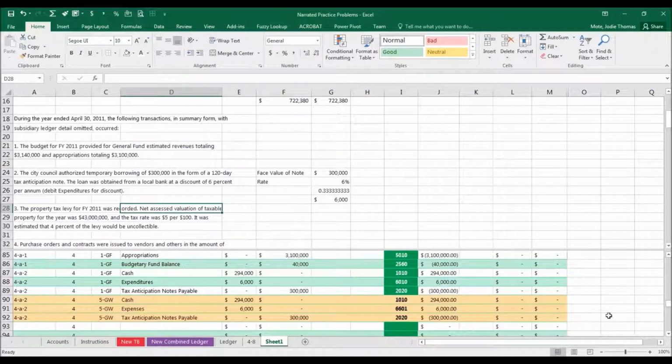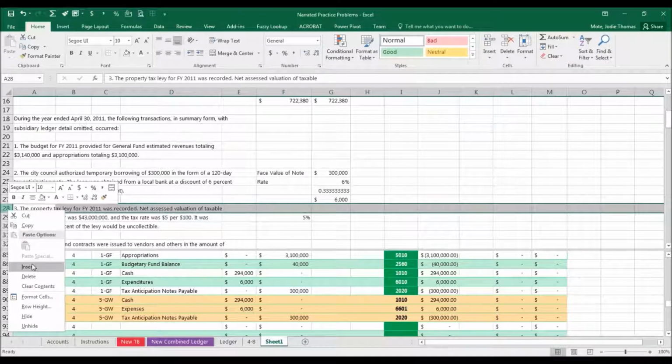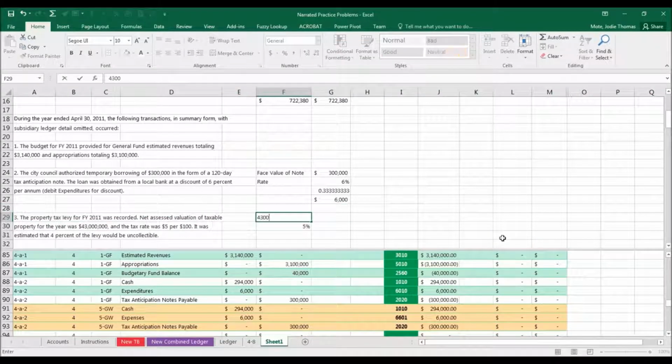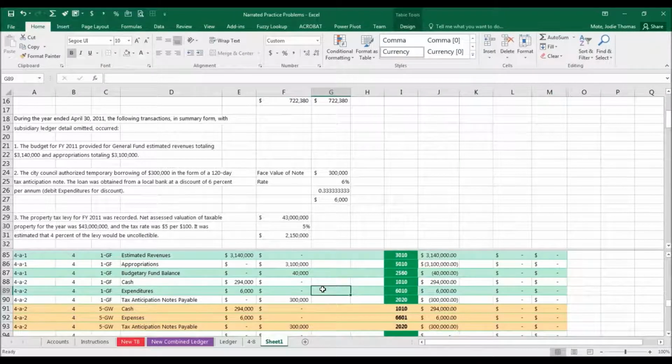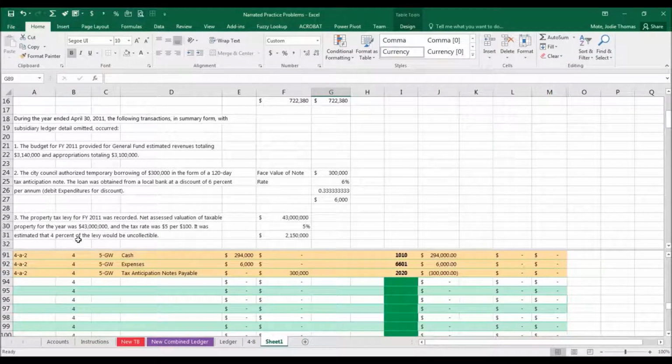Alrighty, let's go on to number 3. What we have here is a property tax levy for fiscal year 2011, and the net assessed valuation of taxable property was $43 million, and the tax rate in this jurisdiction is $5 per $100. Basically that's just saying it's 5%. So if we know that's our rate, let me insert another line here to space this out a little bit from our previous problem. So 43 million times 5% is going to be $2,150,000. So we know that is going to be our entry for when we see the property tax levy. That should be our clue that they're talking about recording the receivable.